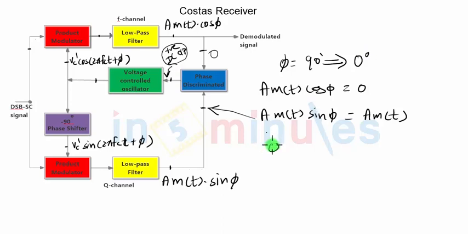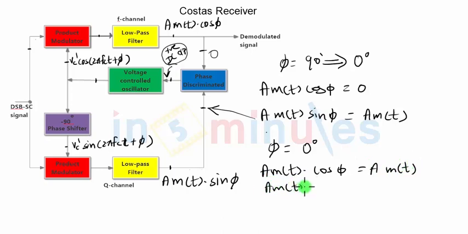Now let us say the phase correction has taken place and the phase has become 0 degrees. In that case, A m of t cos phi will now become A times m of t, and A m of t sin phi will become 0. And if that happens, these two input signals to the phase discriminator will be reversed. 0 goes from the lower input, and the upper input is not 0 anymore, it is the signal m of t.